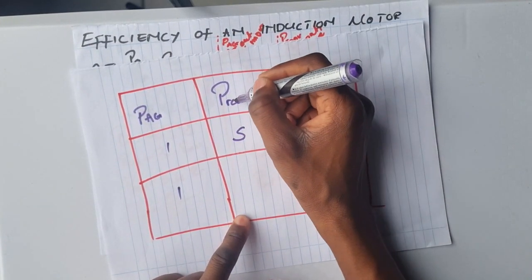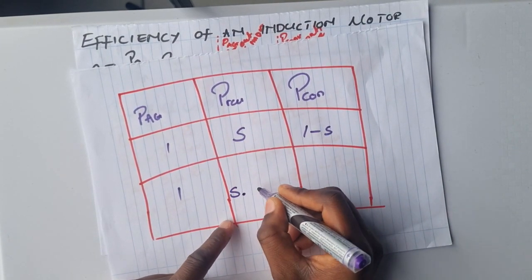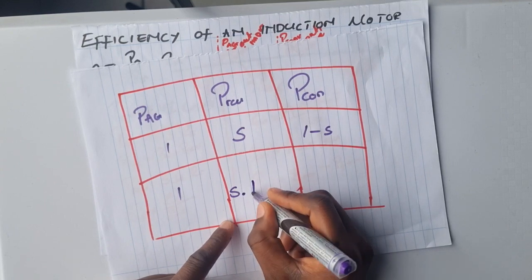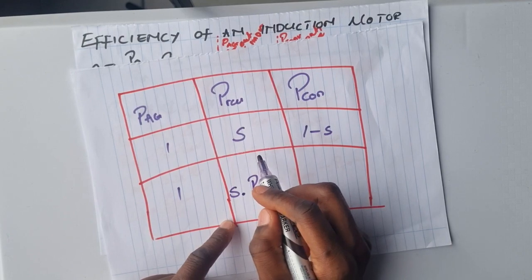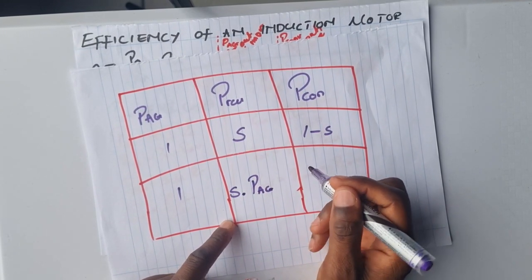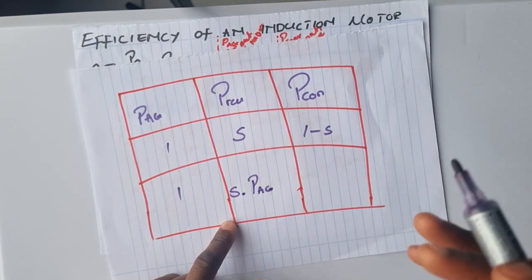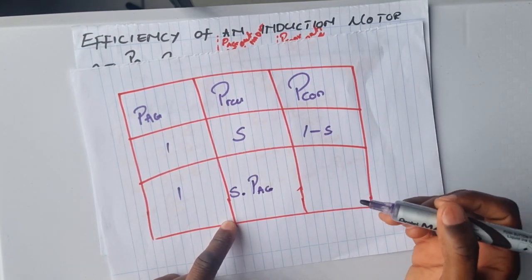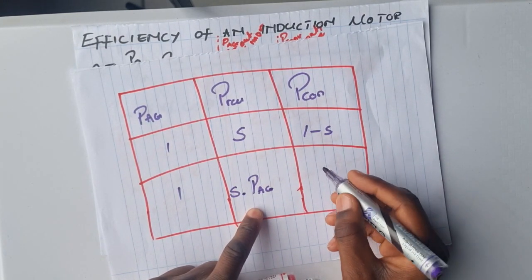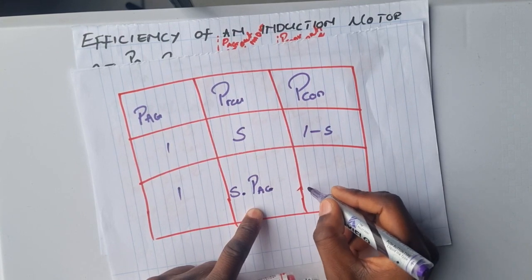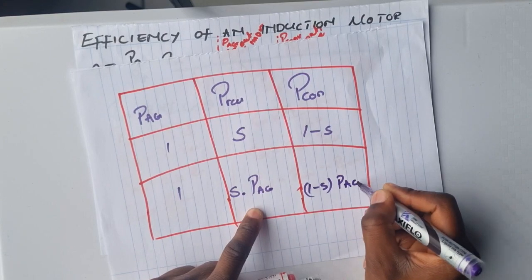To get rotor copper losses, it's going to be slip times PAG. So this is slip. I'm sure we know what slip is by now. If we don't know what slip is, you can check the link in the description where I teach about the basic induction motor formulas. To get P converted, it's going to be 1 minus slip times PAG.